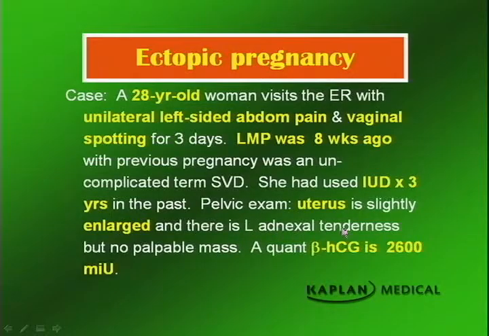There is left adnexal tenderness. Could there be a tubal pregnancy? Yes. Now, you cannot palpate a mass, but the quantitative beta-HCG is 2,600 milli-international units. That's important to remember, because we're going to come back to the beta-HCG number. When you have suspected ectopic, we want to get a quantitative serum beta-HCG.